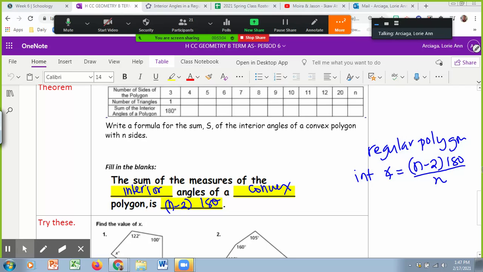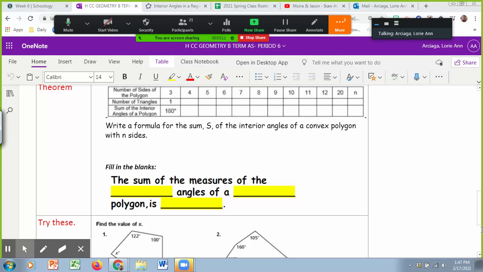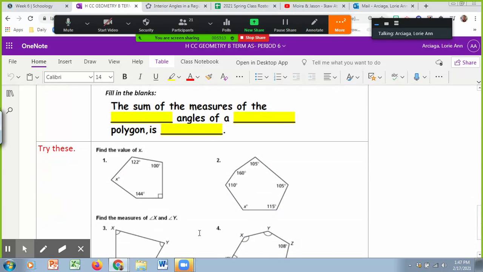All right, so let's try number 1. Find the value of x. This is not a regular polygon because you can see the angles are different. So find the value of x using what you learned from here, and type in the top pod whatever you get.